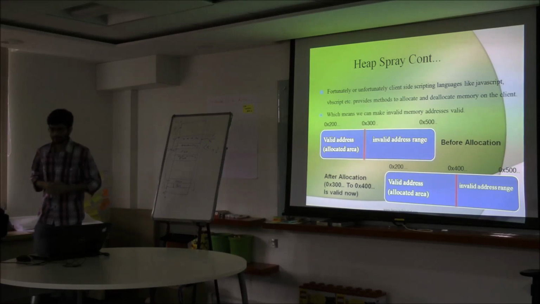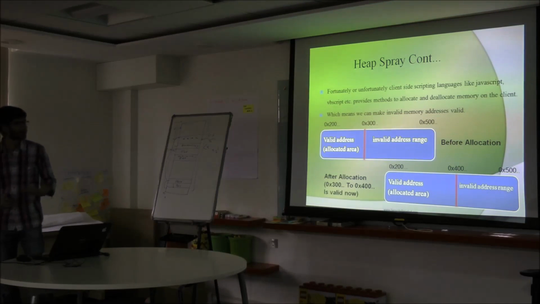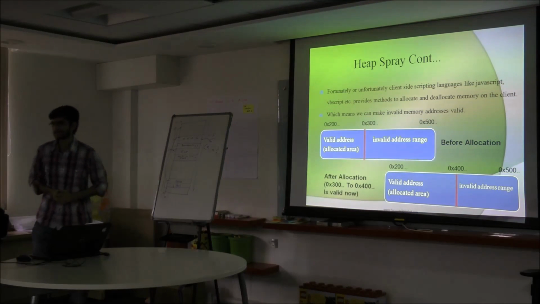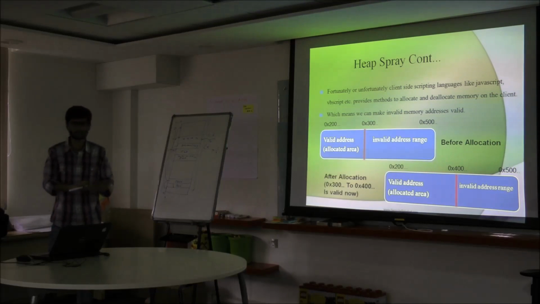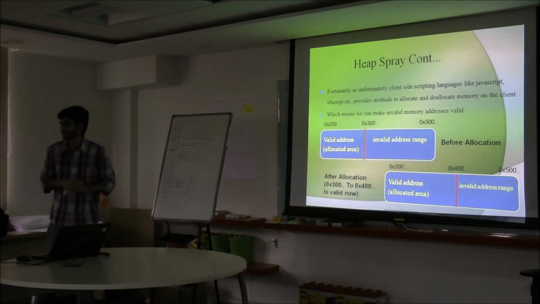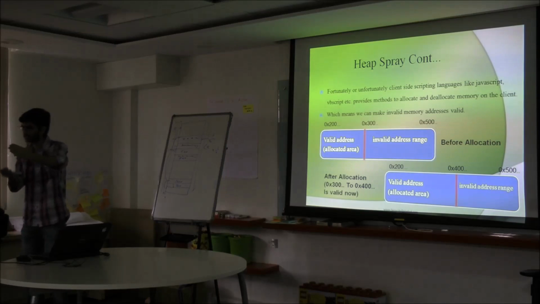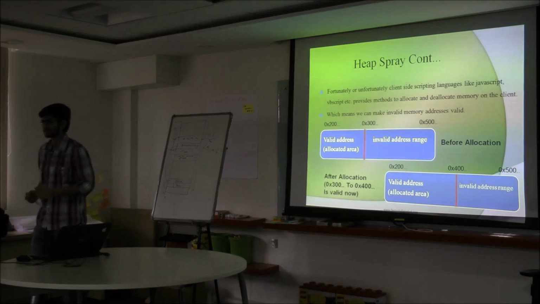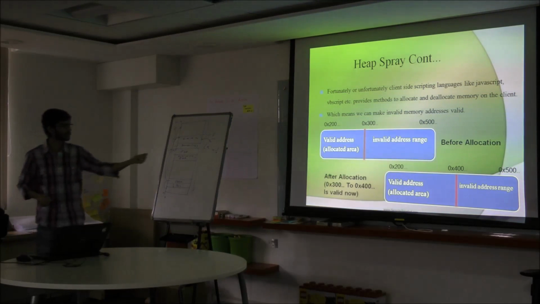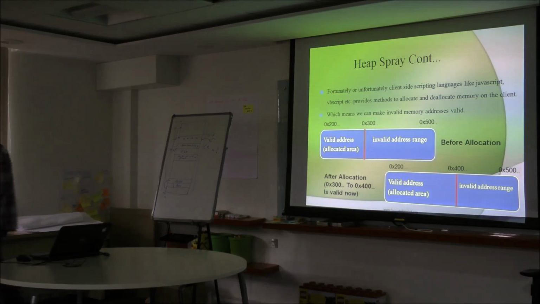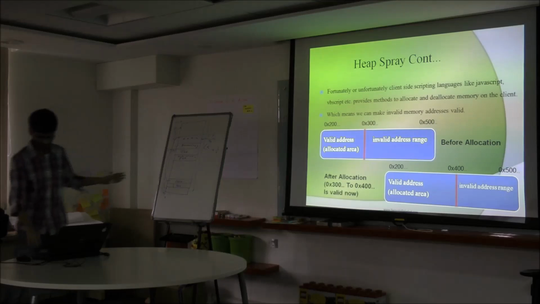And using the heap spray or JavaScript, we allocate more memory on the client. And when we say, I want to reach the 400 or somewhere down the line, then it will show me that, okay, this memory is allocated and now this thing is valid. So after the allocation, we can make those invalid addresses valid. And this is a very sound point that we are building.